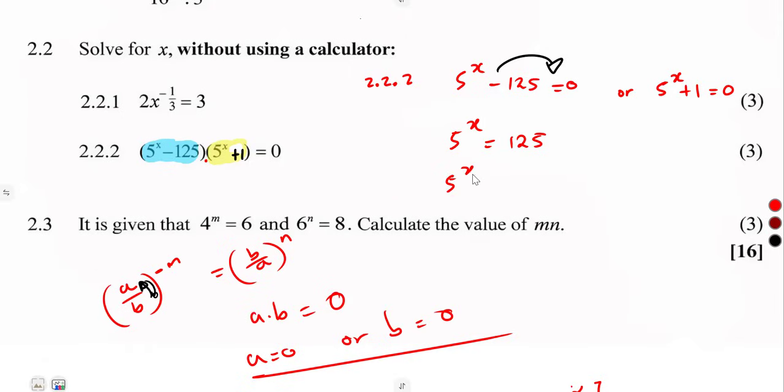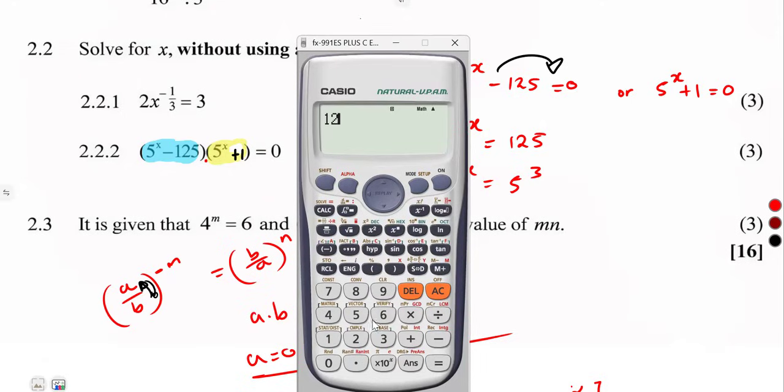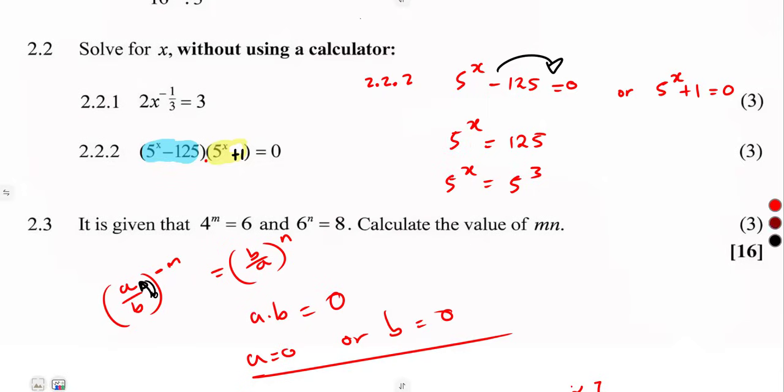So 5 to the exponent of x, 125 in the base of 5 is the same as what? 5 to the exponent of 3. Or you can just use your calculator: 125 is equal to, then shift, 5 to the exponent of what? Of 3. This gives us x is equal to 3 because the bases are the same. So automatically our exponents will be the same. X will be equal to 3.